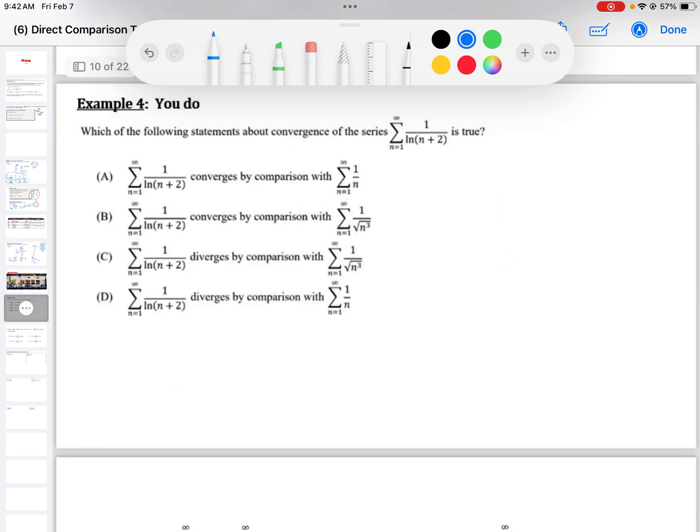All right, now we just have some examples of what to do and when to do it. So I'm looking at this one. Which of the following statements about convergence of the series is true? Oh boy, this looks fun. Haven't done one with a natural log of n before. I'm going to say this is comparing this. So this diverges, right?